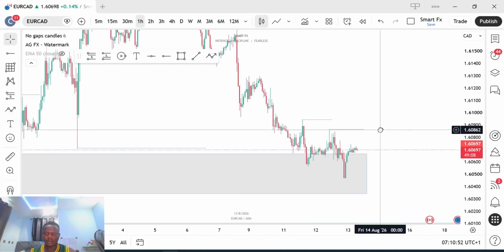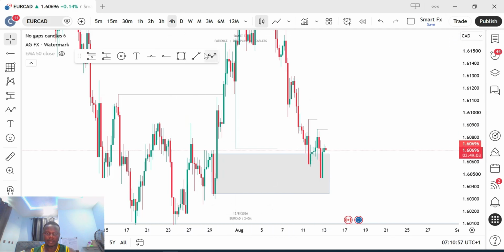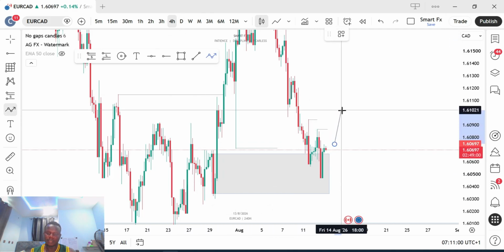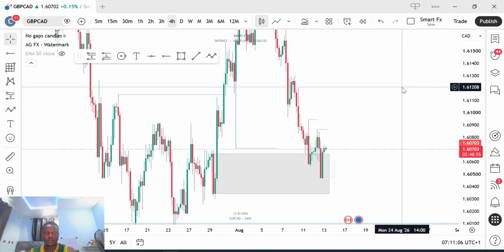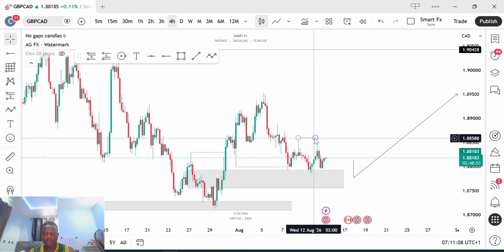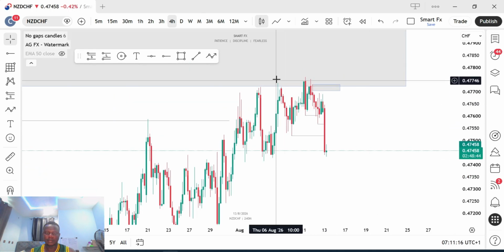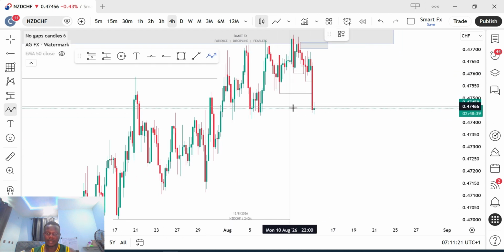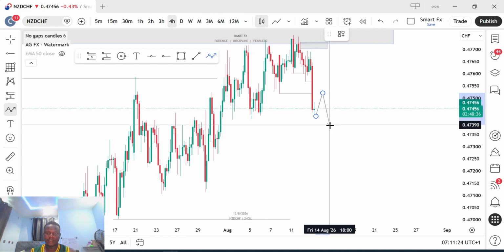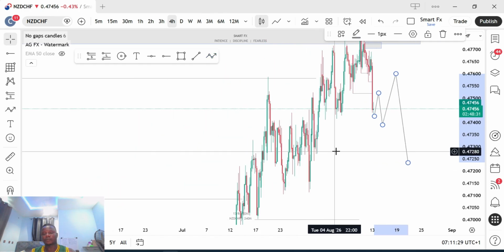Euro CAD has traded into our 4 hour breaker order block, so I'm expecting a market structure shift and inducement to buy. Similarly to GBP AUD, expecting a market structure shift for a buy. CHF has given a market structure shift, so I'm waiting for an inducement. I want it to build an inducement and tap into a breaker block. Then I'll go down to my 1 hour and look for entry confirmation for a sell.